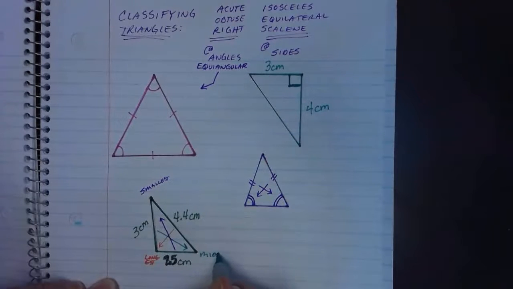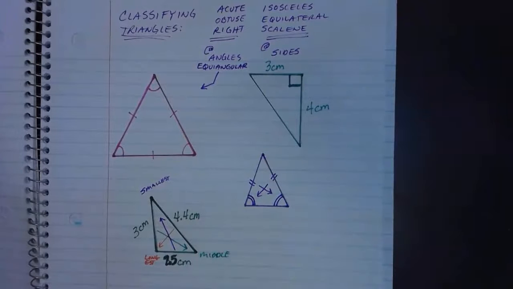Think about French fries. They come in small, medium, and large. Your sides will, and your angles will.